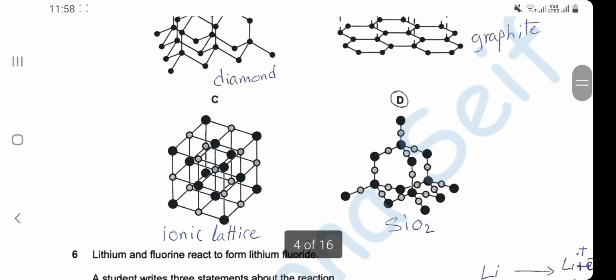C is the structure of an ionic lattice, and D is a structure of silicon oxide, in which each silicon atom is connected to 4 oxygen atoms and each oxygen atom is connected to 2 silicon atoms. You can see we have 2 different colors for 2 different kinds of atoms, which are silicon and oxygen, and the correct answer is D.